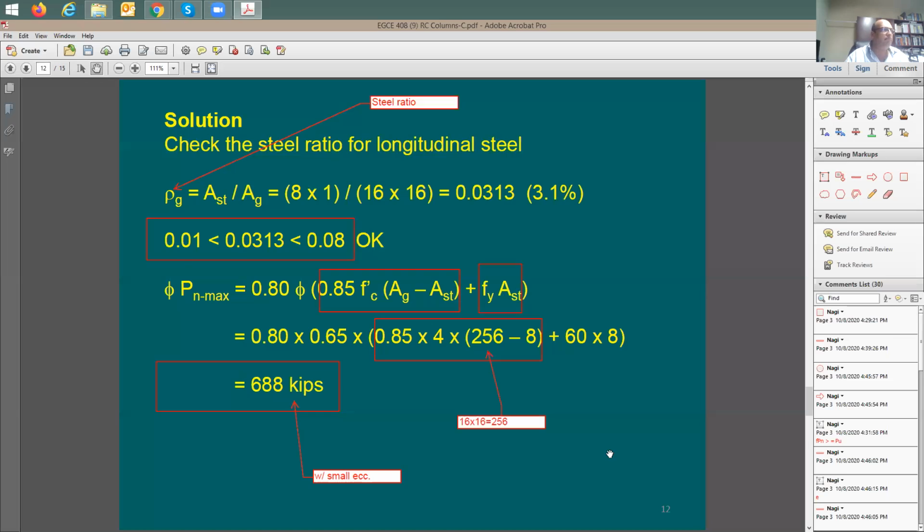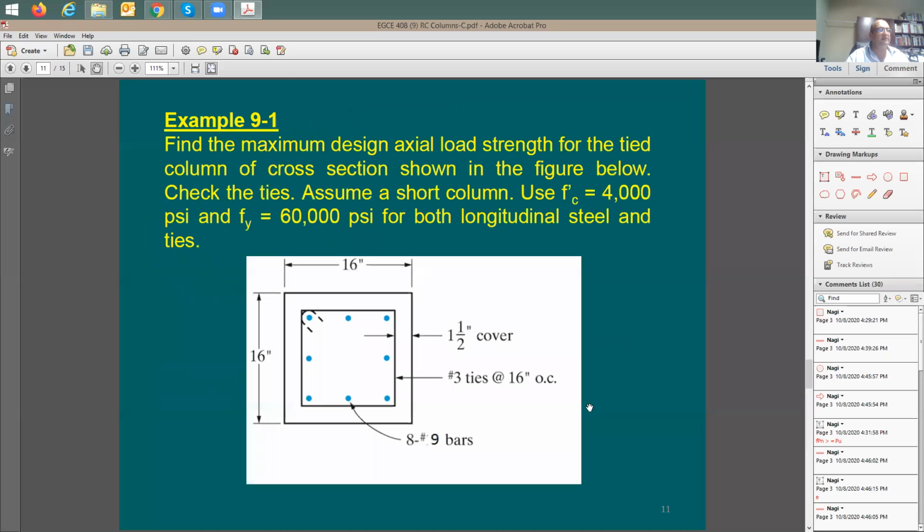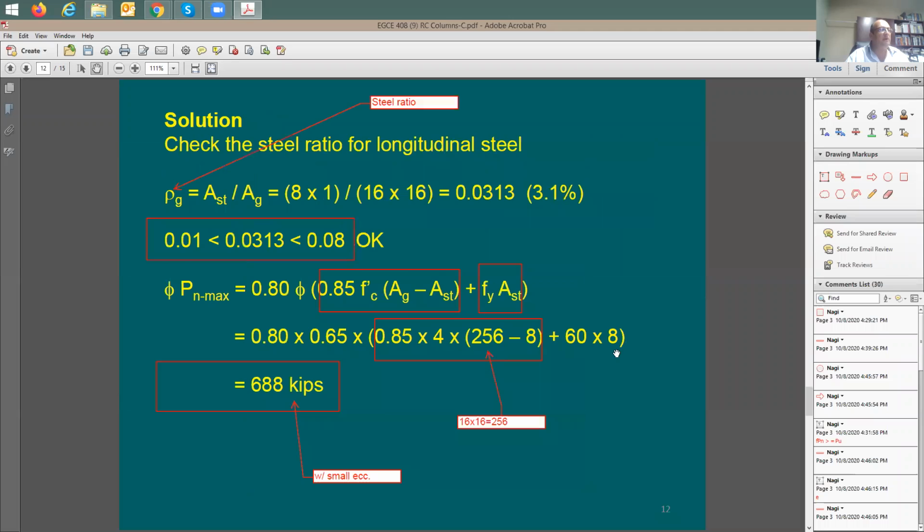Yes? No? All right, now let's check the ties. Tie spacing, my understanding here is again the column. I'm going to go back a couple of slides. Number 3 ties at 16 inch, and the column size 16 by 16. Okay. The bar is number 9, 1 1/8 of an inch.